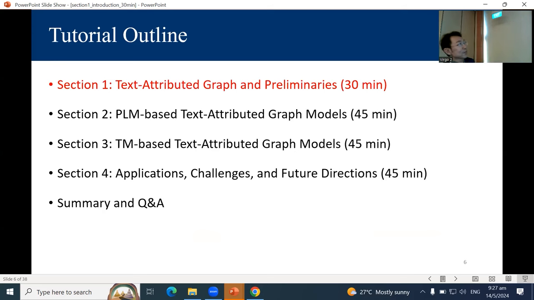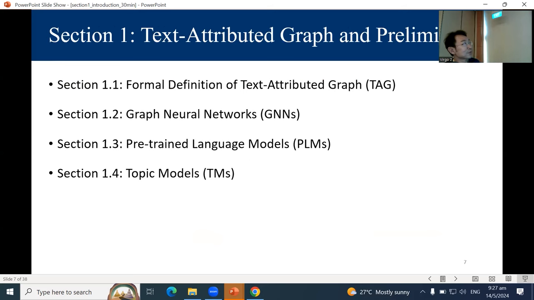All right, so section one is on text-attributed graphs and preliminaries. I think we kind of get through some of them, but let's take a look a little bit at some of the underlying methods. Some of them, if you're familiar, I'm going to speed up a little bit, but if you're not so familiar, we can go a little bit more into them as well.